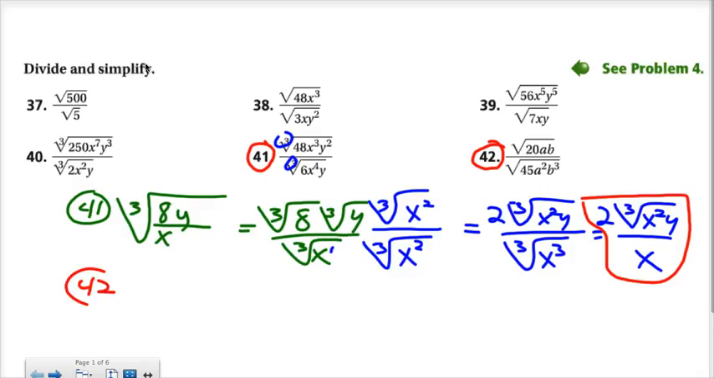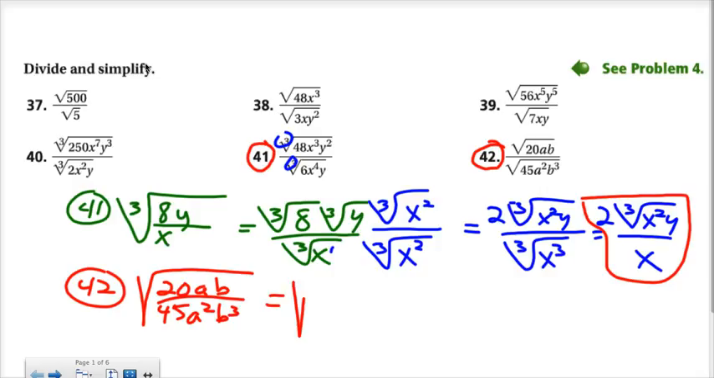Number 42. Kind of similar. You know, you look at this and you see right away there are things that could be reduced here, and that might make the problem a lot easier. So I'm going to go ahead and put that under one square root symbol and do some reducing and division and see if that helps out. So 20 and 45, pretty obviously 5 will go into both of those. So we will have a 4 and a 9.